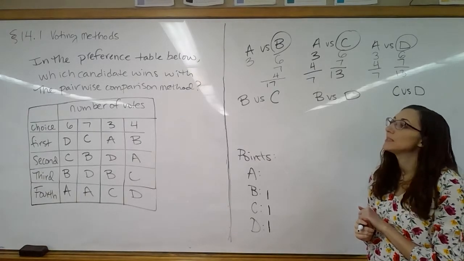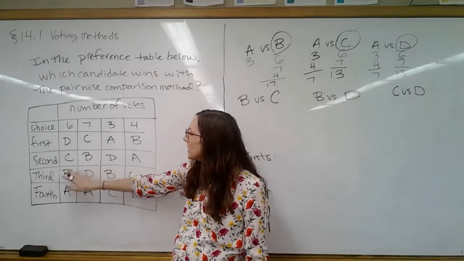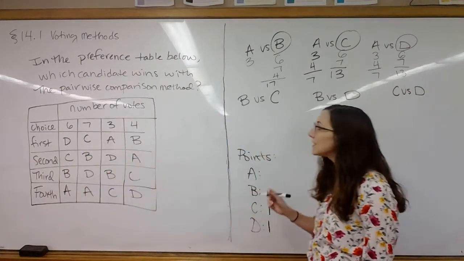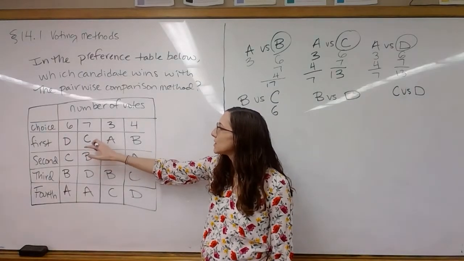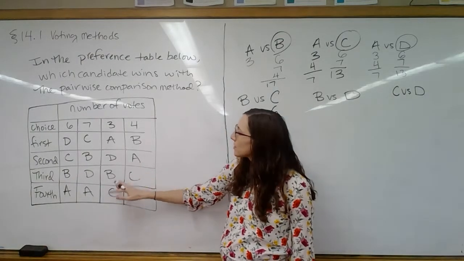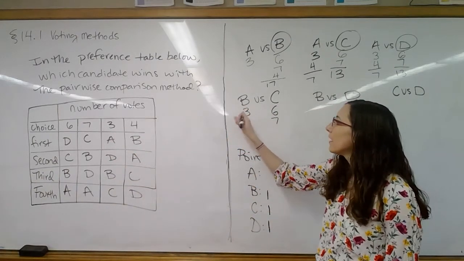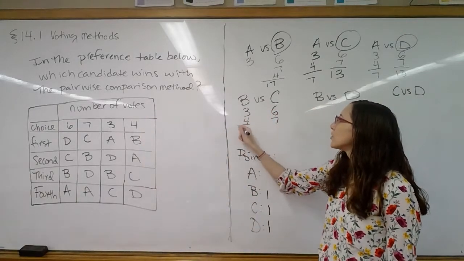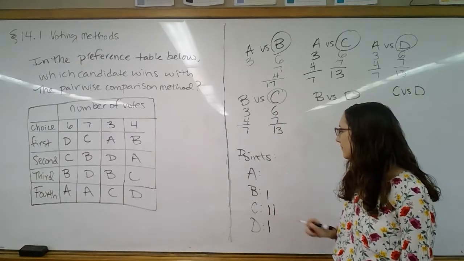Moving on now to B versus C. Again, only look at B and C. Looking at B and C, we see that C is preferred to B, so C gets 6. In the next one, C is preferred, so they get 7. In the next one, B and C, B is preferred, so B gets 3. And then in the fourth, B is preferred, so B gets 4. Again, totals of 7 to 13. C's going to win that one.